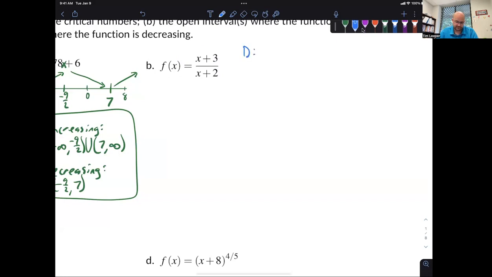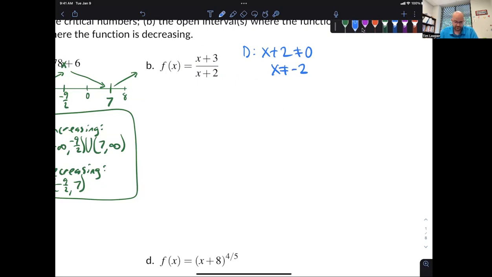Now, the domain for this function, because this is a rational function, is wherever the denominator, x plus 2, is not equal to 0. If you solve that, that gives you x is not equal to negative 2. So x cannot be negative 2 for this function. Now that you know that, we can go ahead and find any critical numbers.